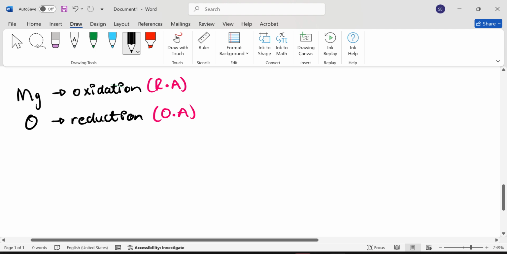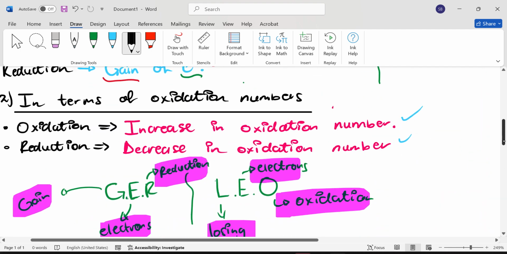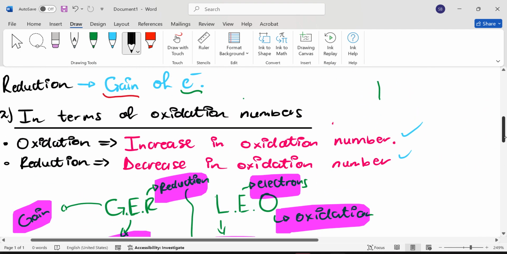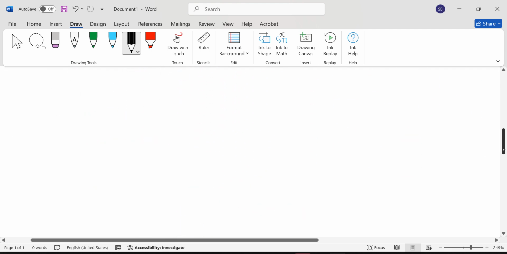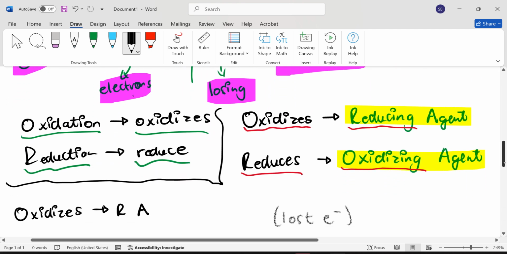Okay, so now we've looked at what oxidation is, two definitions, what reduction is, two definitions, and that exactly covers everything on this lesson. I just thought of doing oxidation numbers right now, but I thought this video might be a bit too lengthy, so that's going to be for the next video.